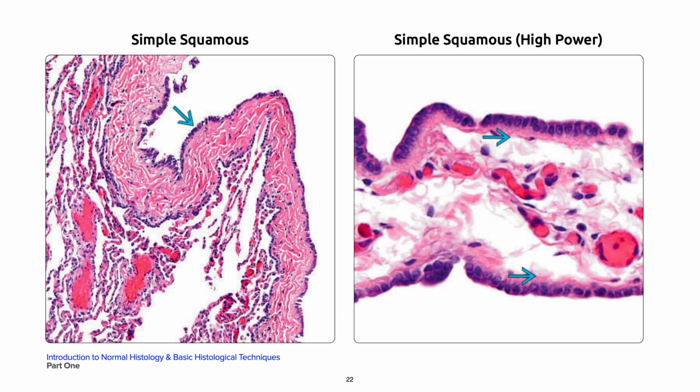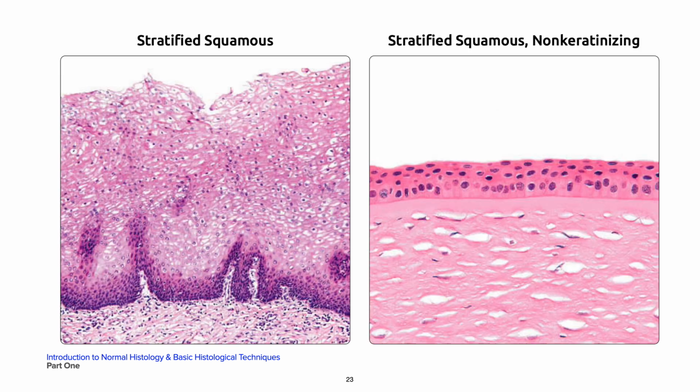Next image is simple squamous tissue. On your left is the mesothelium, blue arrow, consisting of a single layer of squamous epithelial cells. On your right, the epithelial cells are anchored by the underlying stroma. Next image is stratified squamous. On your left is the stratified squamous epithelium, which consists of multiple layers of polygonal squamous cells. These are seen in the esophagus.